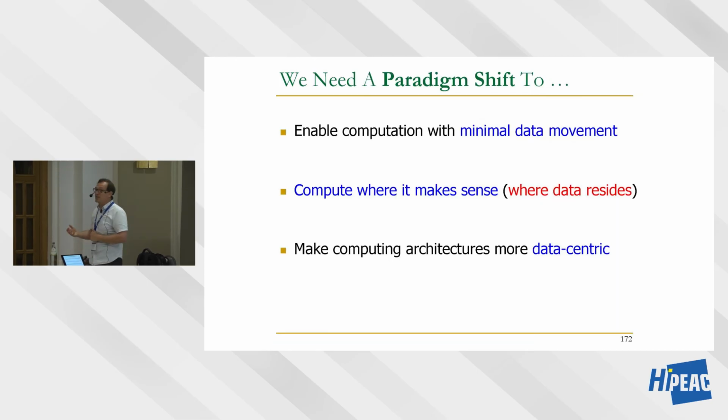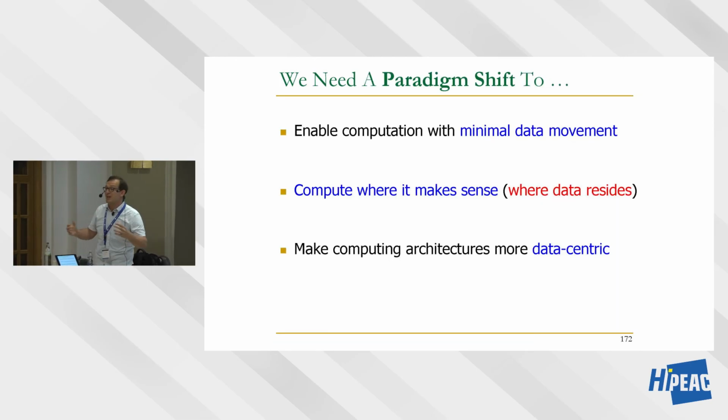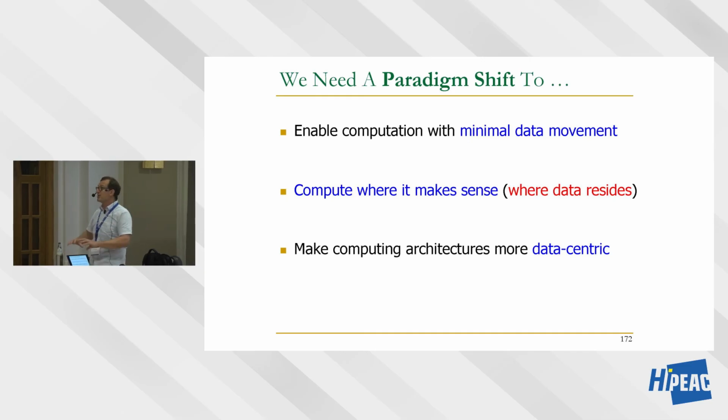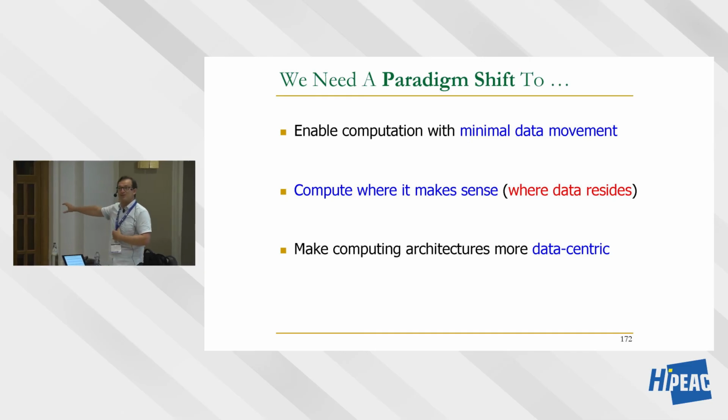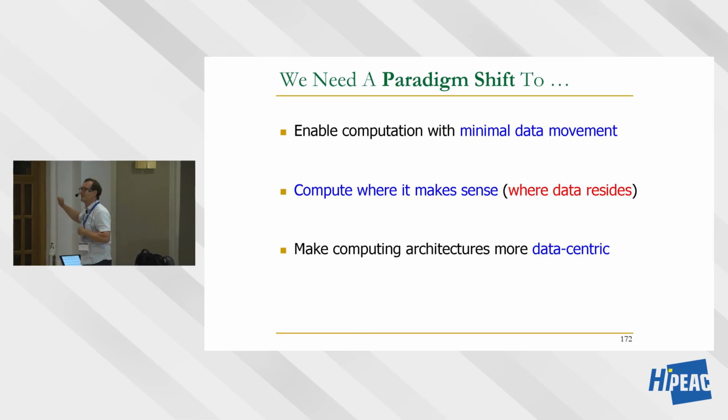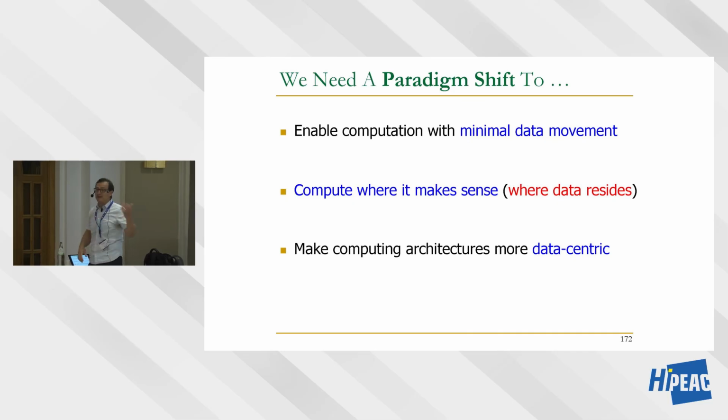We want to enable computation with minimal data movement, compute where it makes sense, not restrict ourselves only to a compute unit that's far away from memory. Why don't we design compute units everywhere in the system, right? Some of them closer to memory, some of them inside the memory, some of them inside the storage, some of them on the interconnect, some of them inside the tape. Because tape is actually very important in systems because we're generating a lot of data. We cannot put all of them in SSDs. SSDs are expensive. Where do you put them? Tape sounds good. So we want to make computing architectures more data-centric, basically.